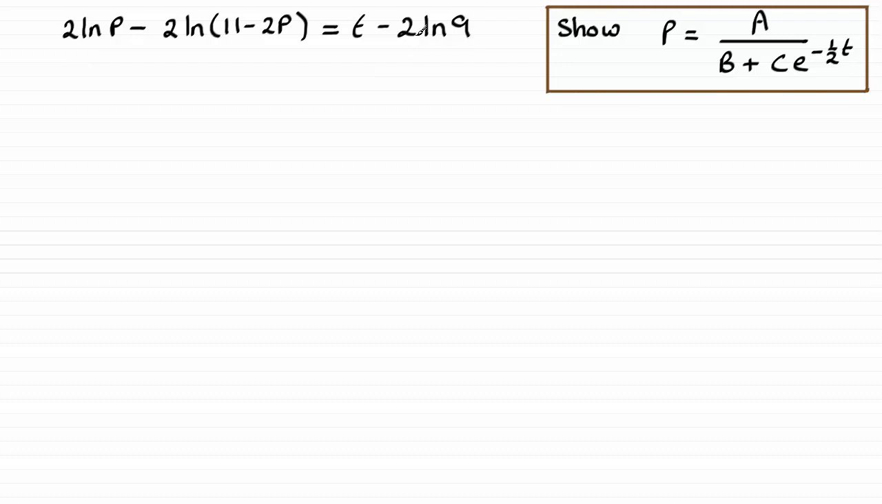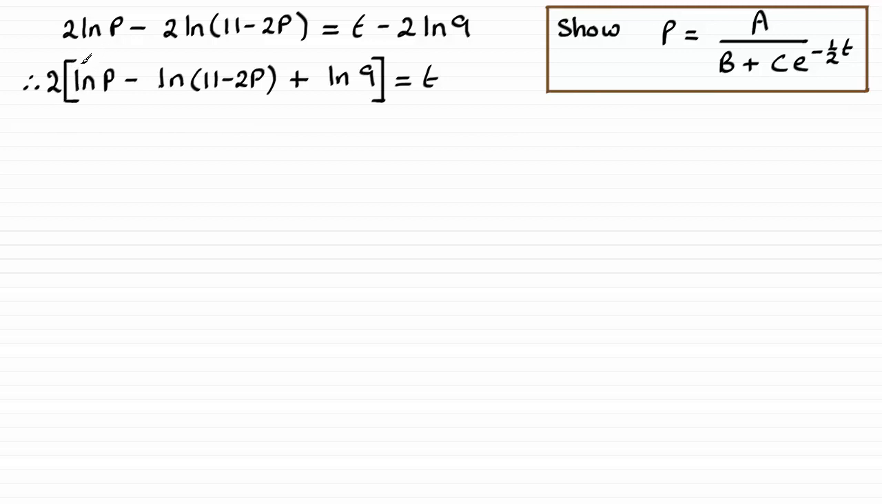So I'm going to add 2 natural log of 9 to both sides, and I also noticed that 2 would be a common factor across those 3 terms. So I'm going to bring out the 2 in front of a square bracket here, so you can see we've got the natural log of p minus the natural log of 11 minus 2p, and then if I add that 2 natural log of 9 to both sides, we've just got the natural log of 9 there, and they're all multiplied by the 2. And it equals the t.